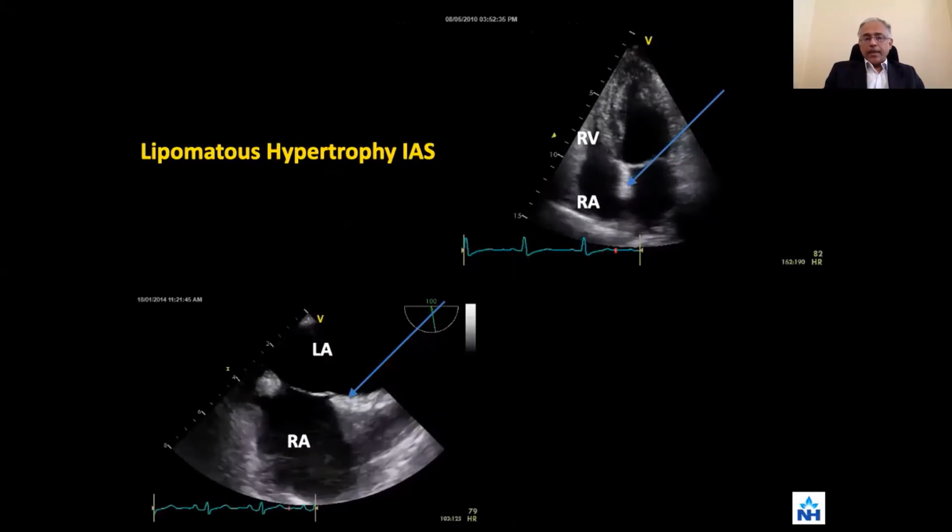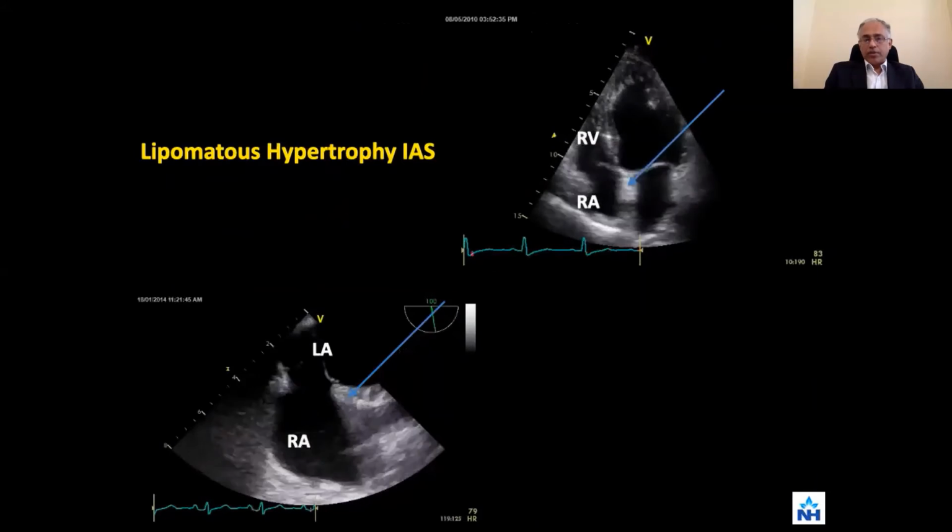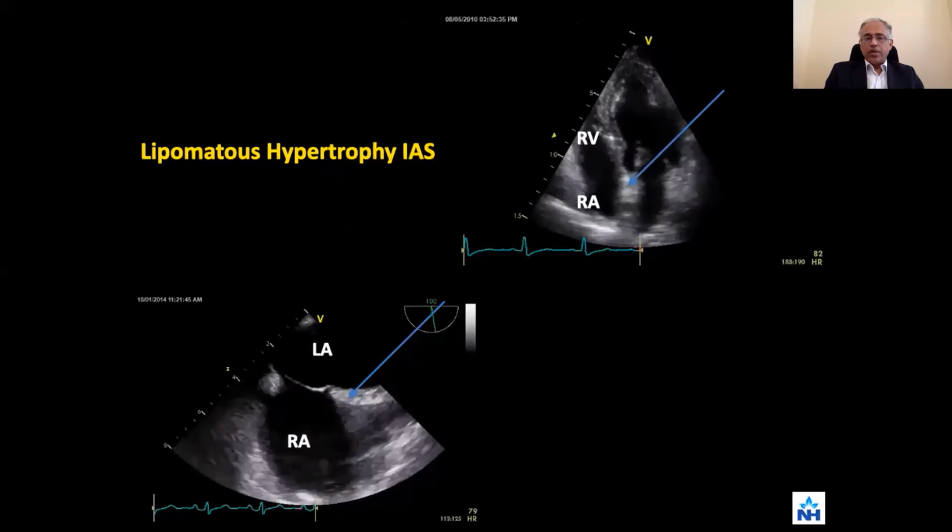Then the other pathology, which you should not, pathology, I should not use that word, is a variant. The variant, again, is the lipomatous deposition. So you can get this deposition now. Earlier I showed you deposition in the tricuspid annulus.